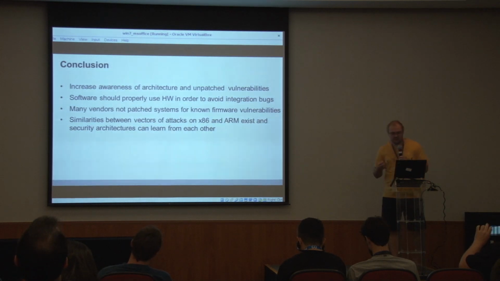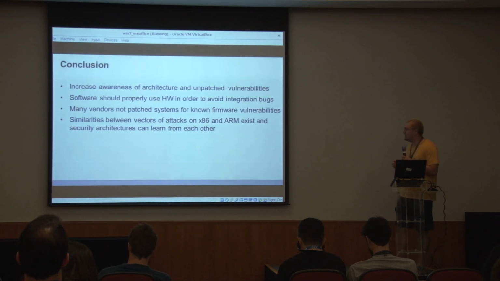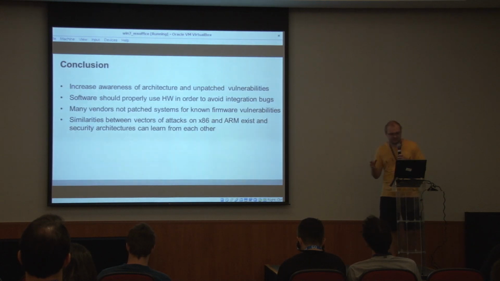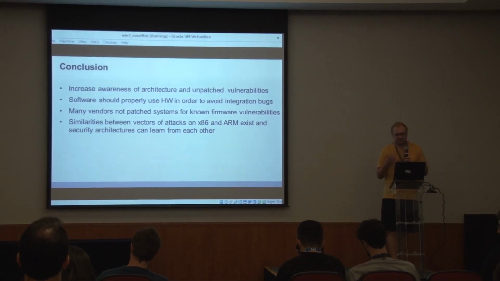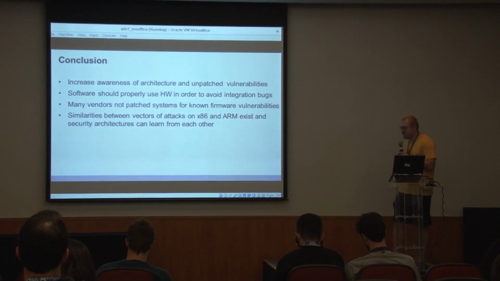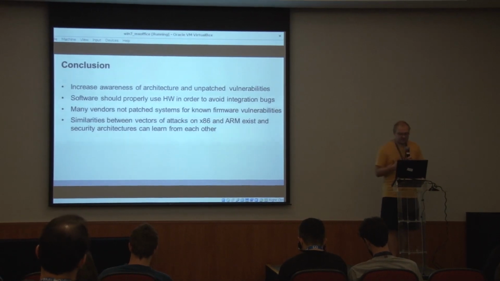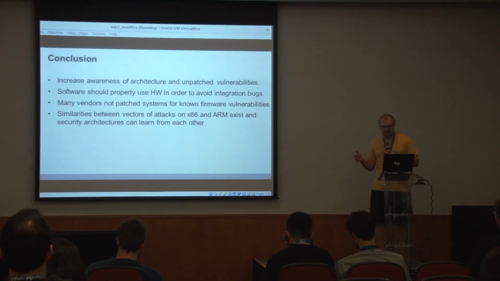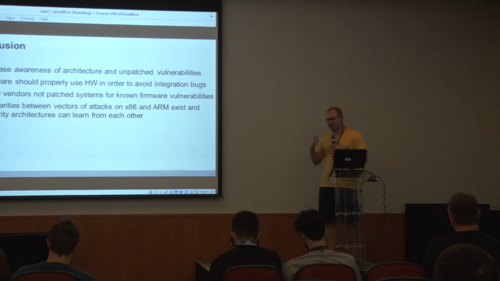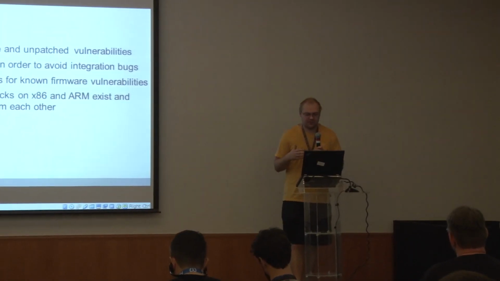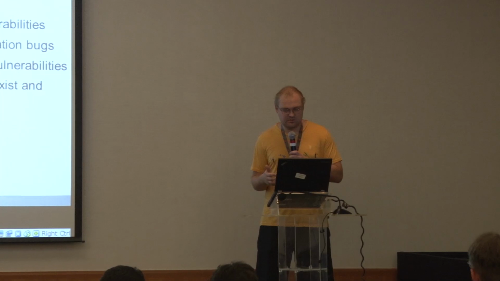Anyway, conclusion. Increase awareness about architecture and different issues which were not patched or were patched badly. Another point is that software is supposed to use hardware properly, meaning we need security guidelines for the BIOS configuration and the SoC configuration, to make sure all of the configuration is set properly, and have a mechanism to check that configuration. x86 and ARM have a lot of similar vectors, and the architectures can teach each other how to make security better. With this, I'm done.